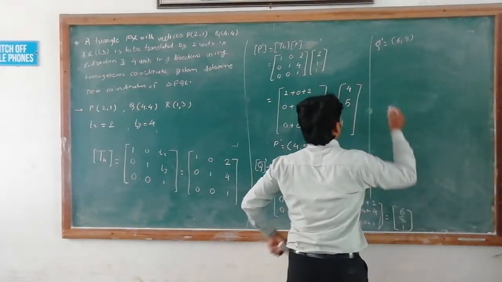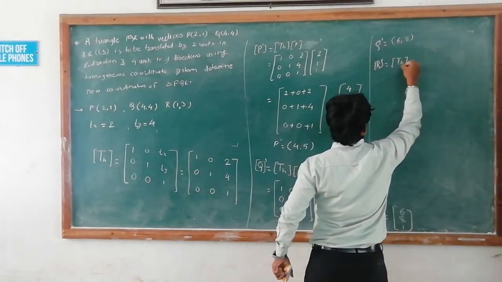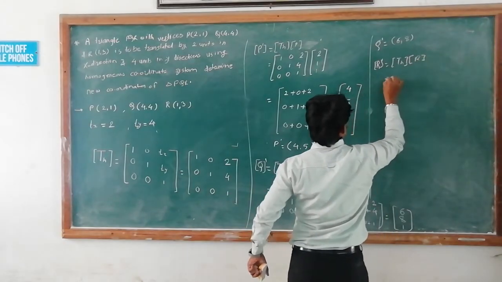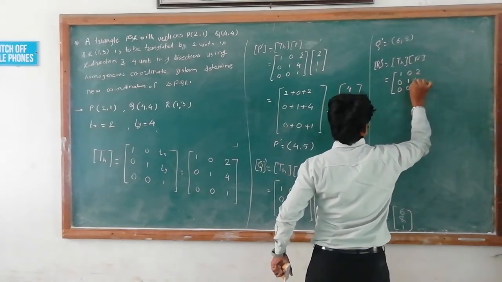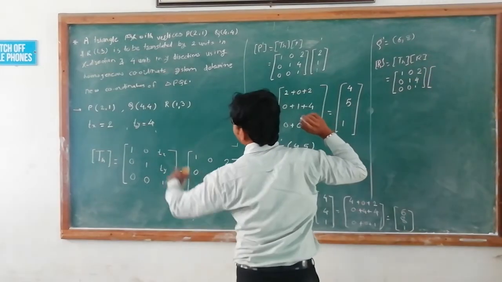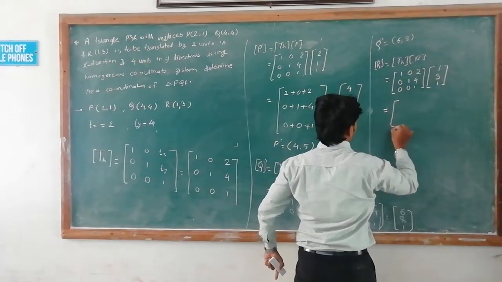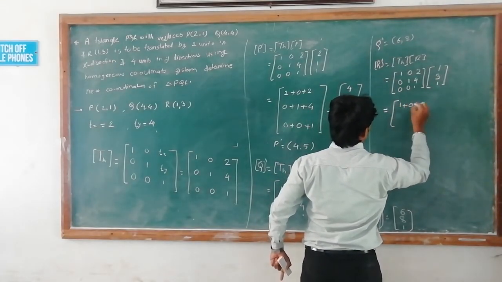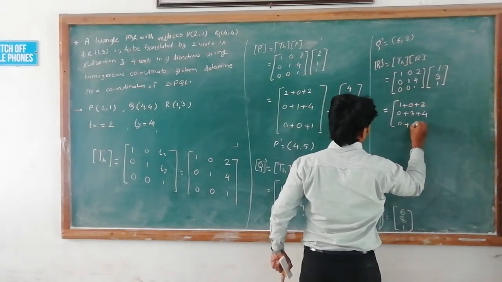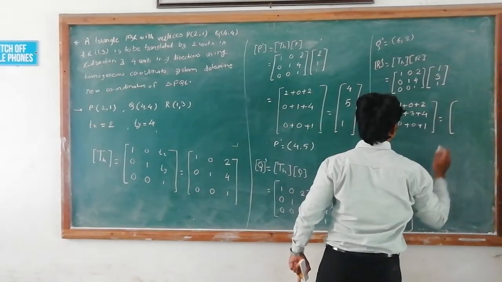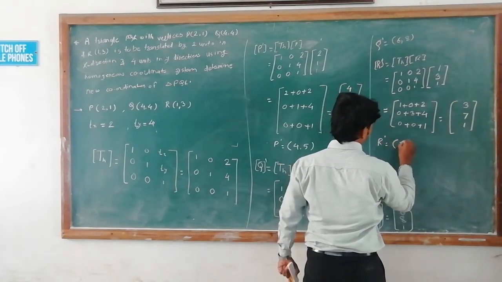Now we have to find out the coordinates of the point R. So R dash is equal to Px into R. This is the value of Px: 1, 0, 0, 0, 1, 0, 2, 4, 1. And the coordinates of the point R are 1, 3, 1. Now, we take the multiplication of this, we will get 1 into 1 plus 0 plus 2, 0 plus 3, 0 plus 3 plus 4, and 0 plus 0 plus 1. So it is equal to 3, 7, 1. And therefore R dash is equal to 3, 7.